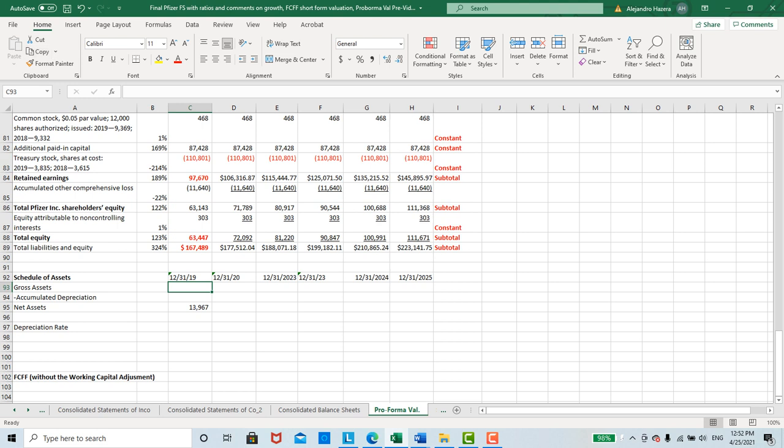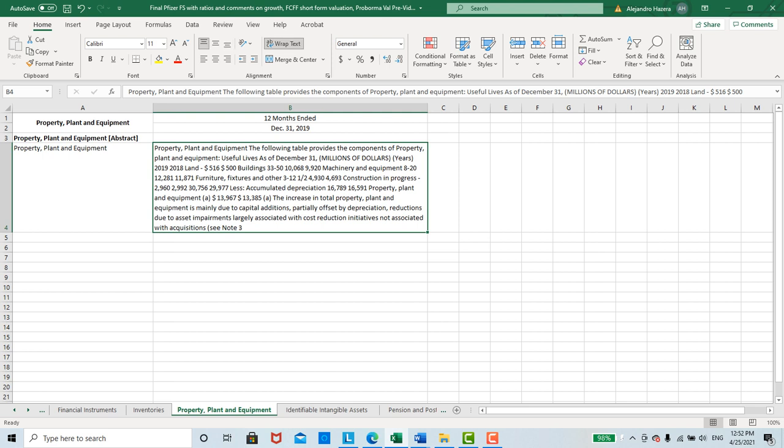Okay, so this is going to be a little bit of a hassle, but we're going to go all the way out here and look for sheets that say property, plant, equipment. And it's probably going to be in the second or the third sheet you find. Okay, so there's property, plant, equipment is the first one. And you usually get this.